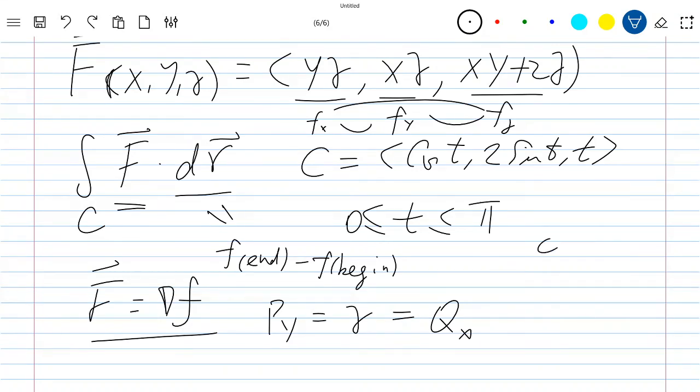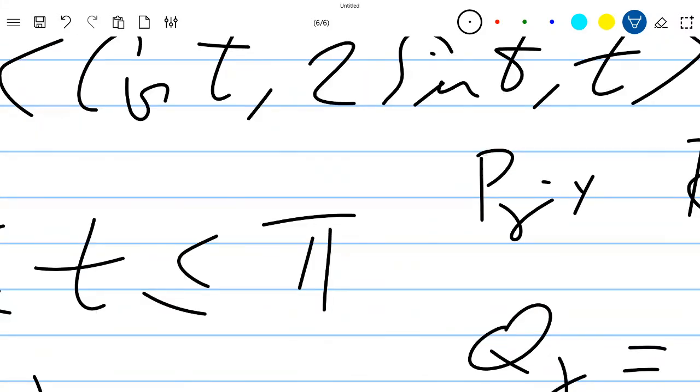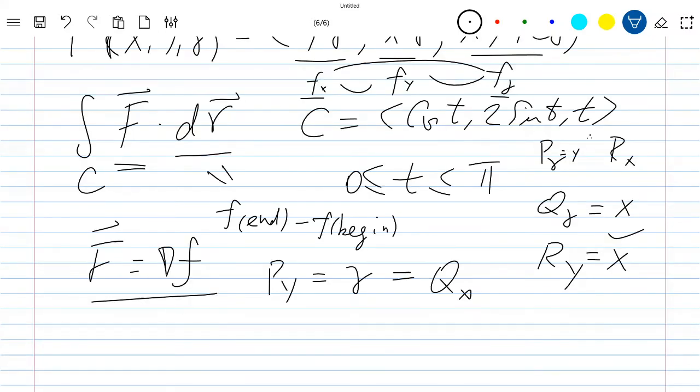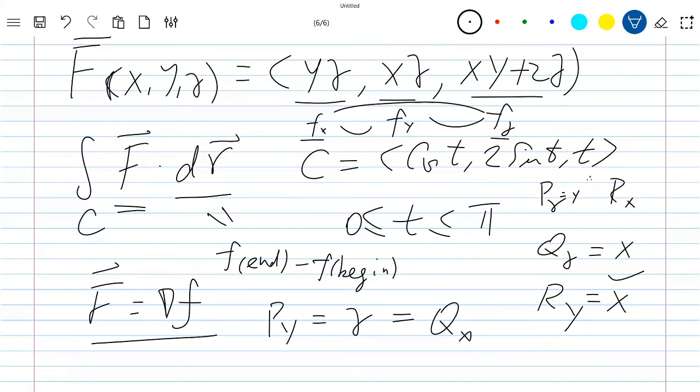Then next one. Okay, let's do it here. Qz and ry, right? Qz equals x, ry is also x. Good. Again, check. The last one, we do it here. Pz and rx, right? What is pz? y. And what is rx? Also y. So they're all correct. So it's a potential field.